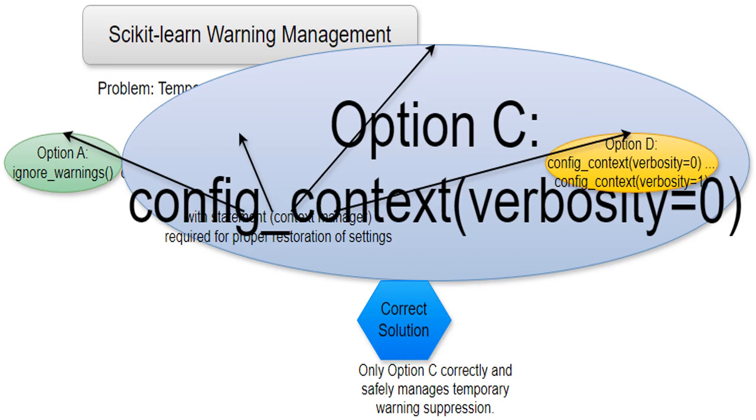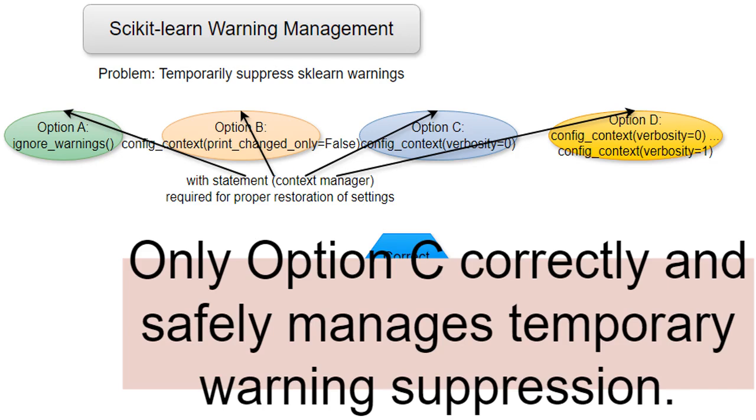This explains why I need a with statement. Think of with as a special block that guarantees things get cleaned up properly afterward. It makes sure the settings are automatically reset back to normal when I am done. Only option C is the correct way to handle this. Let me explain why option C is correct and the other options are wrong.